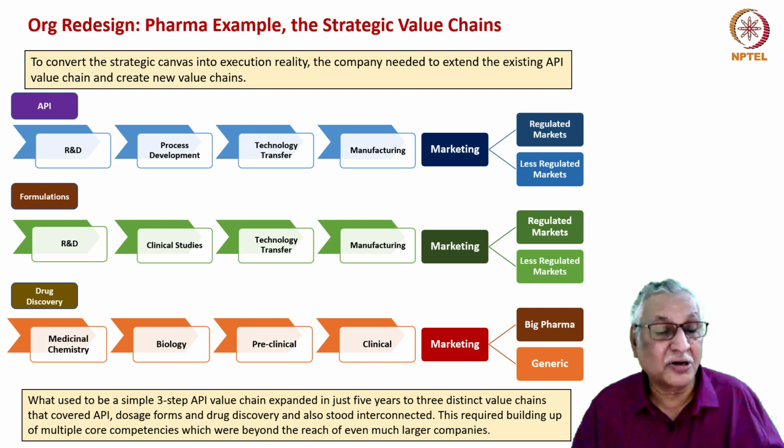Drug discovery was organized in terms of medicinal chemistry, biology, preclinical, clinical, marketing, big pharma, and generic. So you can see that a whole lot of new competencies were brought into the company and new value chains were created. What used to be a simple three-step API value chain expanded in just 5 years to three distinct value chains that covered API, dosage forms, and drug discovery, and also stood interconnected. This required building up of multiple core competencies which were beyond the reach of even much larger companies at that point of time.